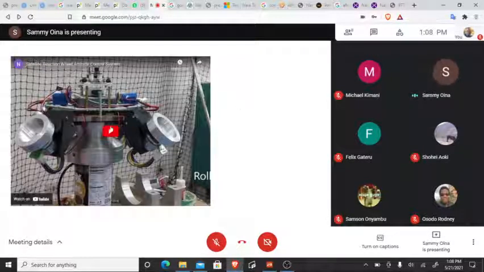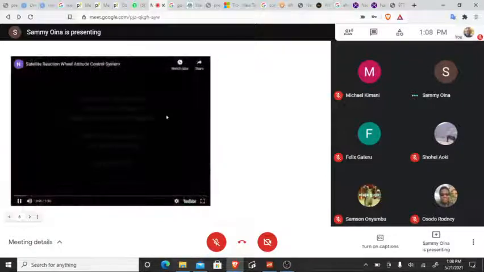And this is a reaction wheel system, which controls the rocket by conserving angular momentum. So the mass is being rotated using motors, and that affects the orientation of the rocket, the attitude of the rocket.